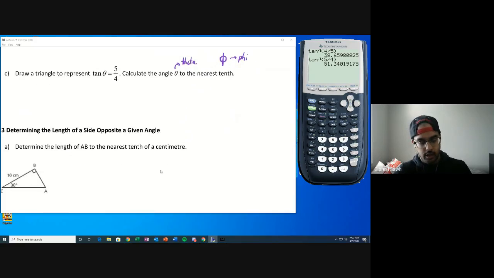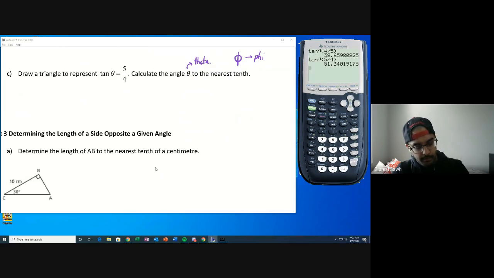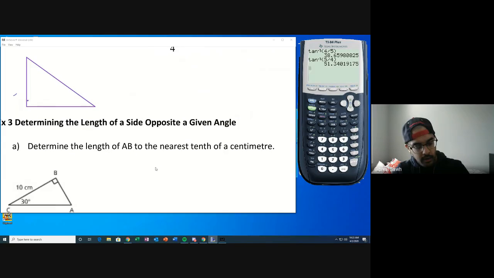Okay, so we've got to draw a triangle. Now in trigonometry, all those triangles are going to be right angles. So draw yourself a right angle triangle. It doesn't necessarily matter how it's oriented, but let's just keep it simple. Okay, there's my right angle triangle. There's my right angle.